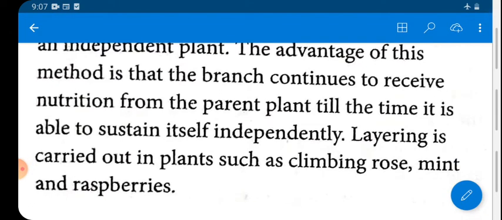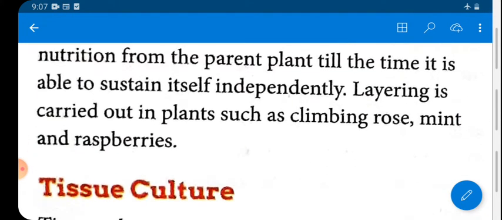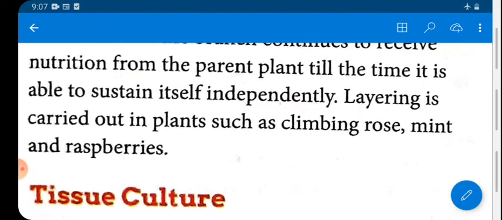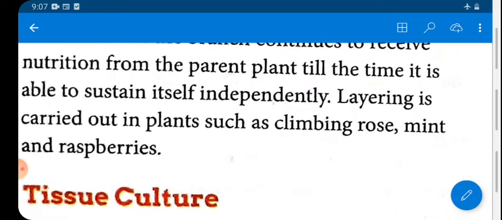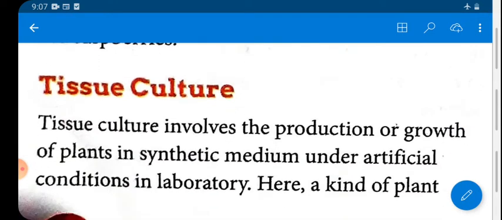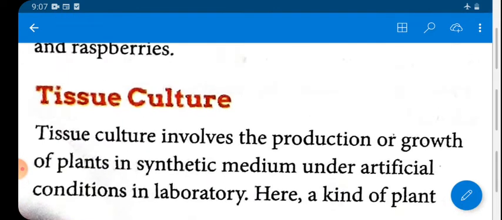Okay. Layering is carried out in plants such as climbing rose, mint and raspberries. So there are a few plants which can be grown with the help of the layering process. Okay, climbing rose, mint and raspberries. Now we will talk about tissue culture. Okay, the another process, tissue culture.